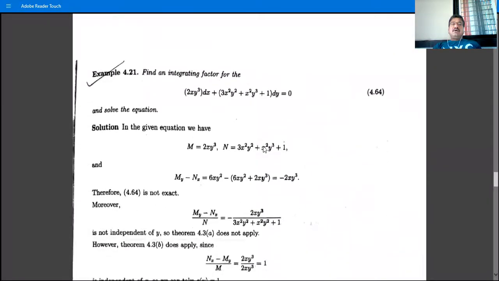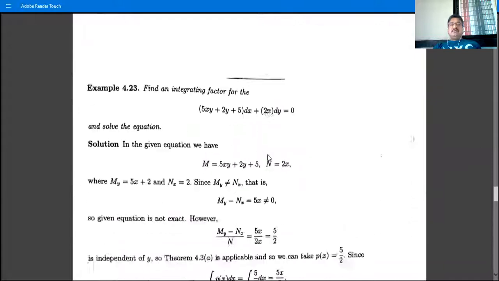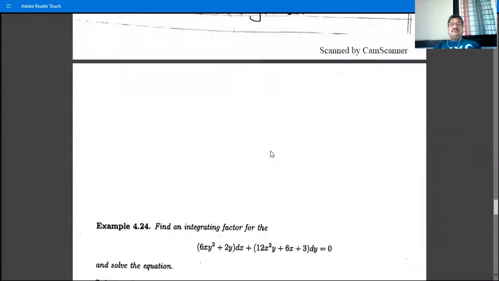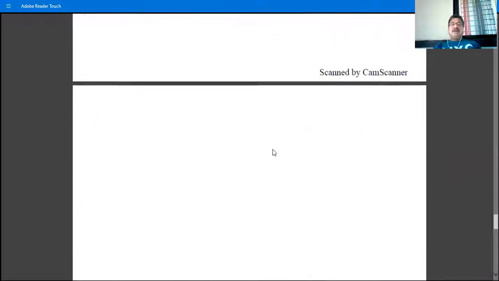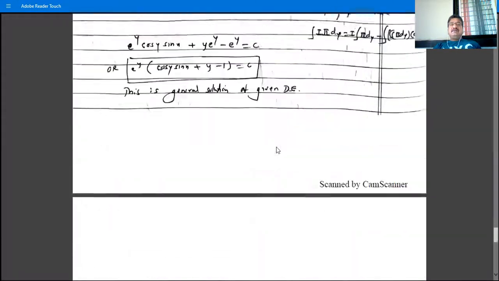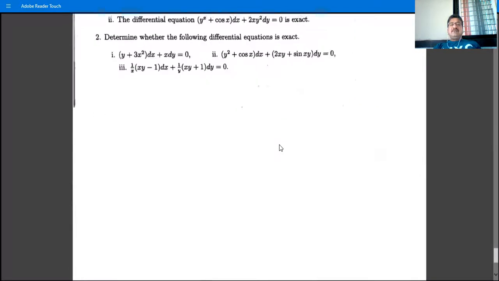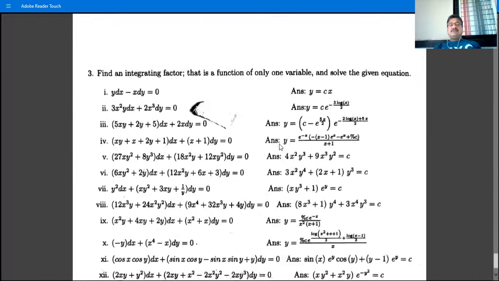So all these examples depend on rules number 1, 2, 3, 4, 5, the 5 rules of the integrating factor. The given differential equation is either exact or reducible to exact. So we will see all the remaining problems, and these are the exercise on this topic.